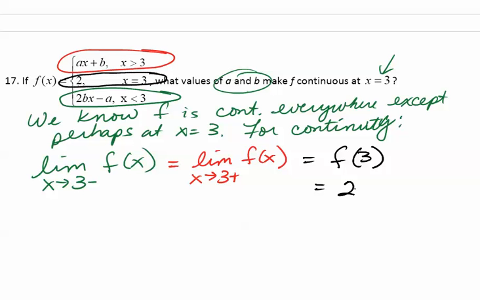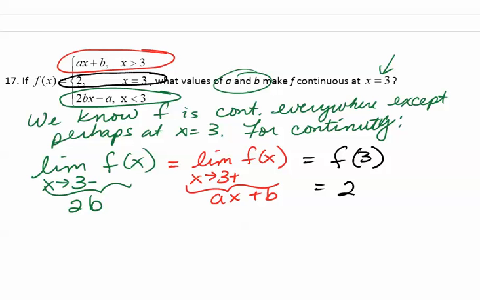We know that f of 3 is exactly equal to 2. So we can come up with this sort of 3-part equation. This red comes from ax plus b in our piecewise defined function, and the left-hand limit comes from this green portion of our domain.